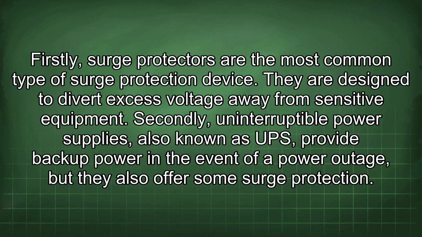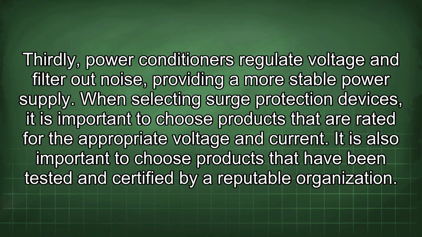Secondly, uninterruptible power supplies, also known as UPS, provide backup power in the event of a power outage, but they also offer some surge protection. Thirdly, power conditioners regulate voltage and filter out noise, providing a more stable power supply. When selecting surge protection devices, it is important to choose products that are rated for the appropriate voltage and current.